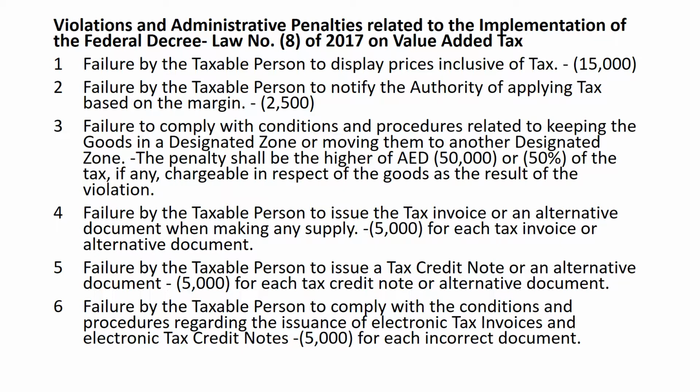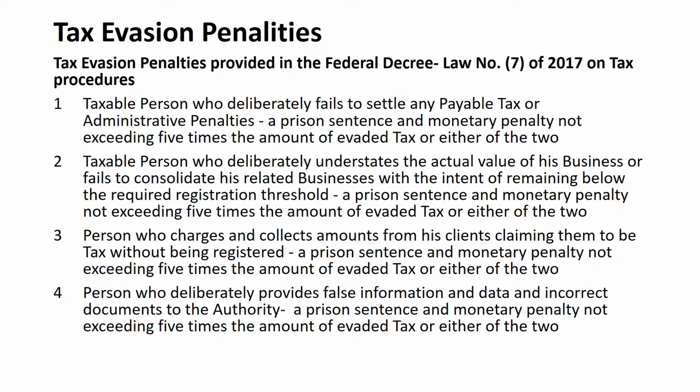Failure by the taxable person to issue the tax invoice or an alternative document when making any supply, 5,000 for each tax invoice or alternative document. Failure by the taxable person to issue a tax credit note or an alternative document, 5,000 for each tax credit note. Failure by the taxable person to comply with the conditions and procedures regarding the issuance of electronic tax invoices and electronic tax credit notes, 5,000 for each incorrect document.